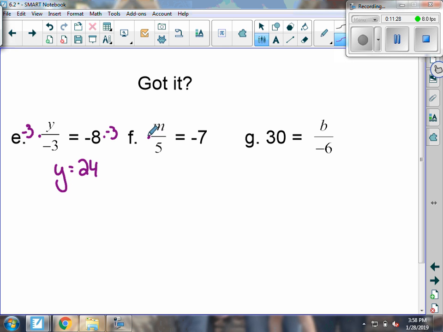For f, we multiply both sides by 5. We have m over 5 is equal to negative 7. So multiply both sides by 5, and you get m is equal to negative 35. And g, we have 30 is equal to b over negative 6. We multiply both sides by negative 6. So you have negative 6 times 30 is negative 180 is equal to b. Okay, so that's what you should get for your answers. So go ahead and check your answers.